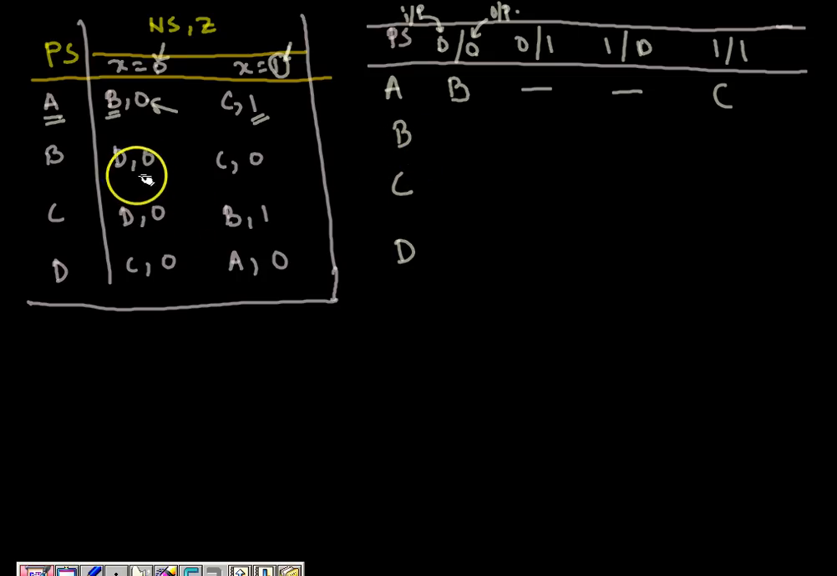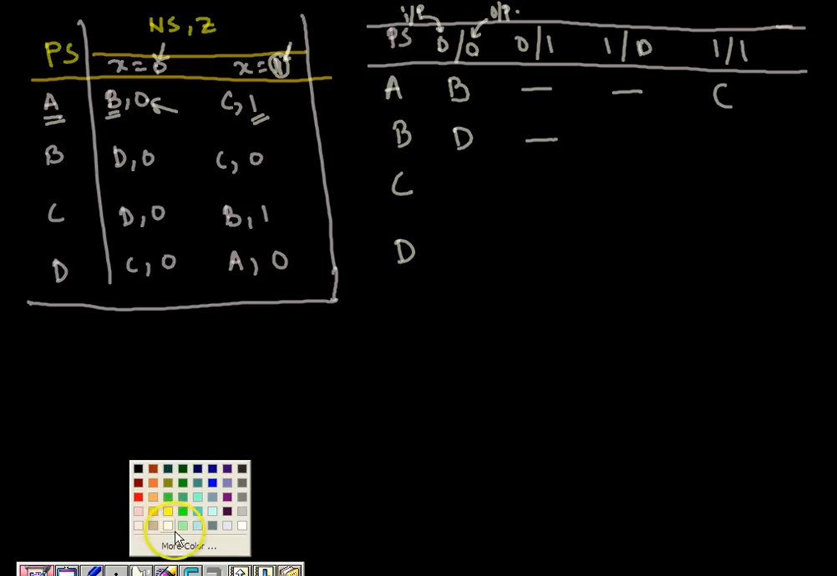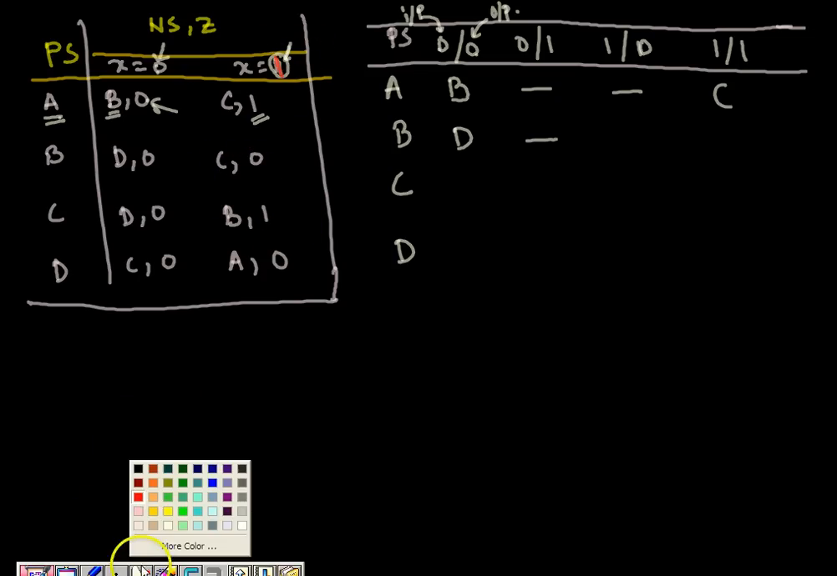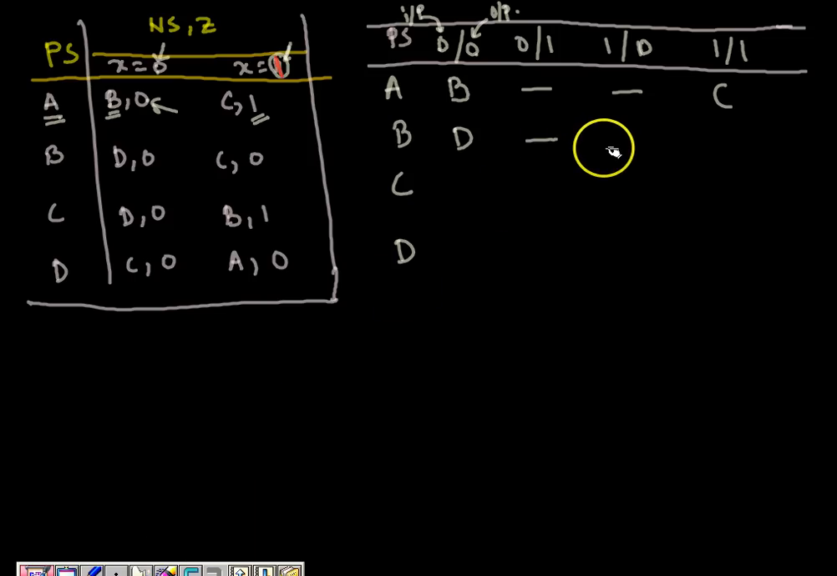Now for B, for 0 input 0 output, we have D here. For 0 input 1 output, we have nothing. For 1 input 0 output, we have C here. Then for 1 input 1 output, we have nothing.